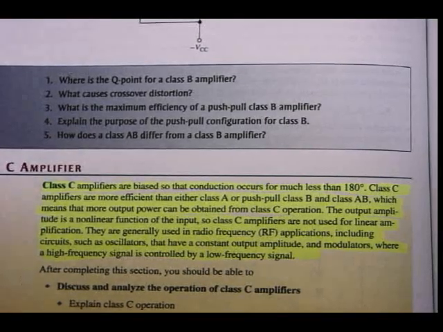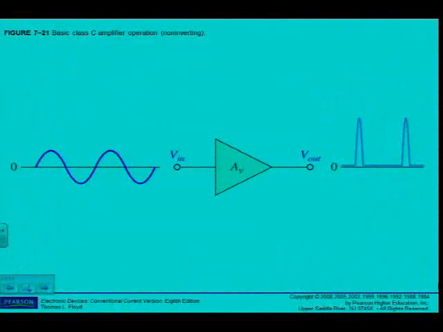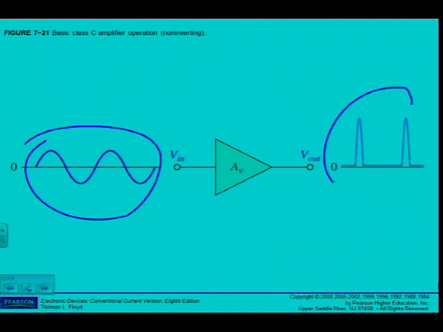Alright, so let's see what this amplifier looks like. There's a basic class C operation. Input signal. But see how the output signal compares. You can see it's not even the positive alternation. It's much less than the positive alternation. So how do you think that is accomplished? If we can revise quickly.